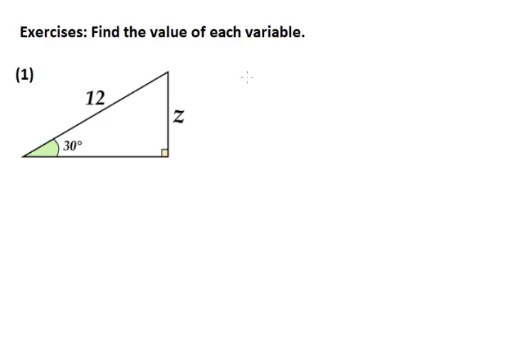So sine of the angle. I'm not going to write this symbol. That means the angle. I already know the angle is 30, so I'm going to put 30. Sine of 30 degrees, okay? Equals, what is sine? Opposite divided by hypotenuse. Who's the opposite? Z. So I'm going to put Z divided by the hypotenuse. Who is the hypotenuse? 12.